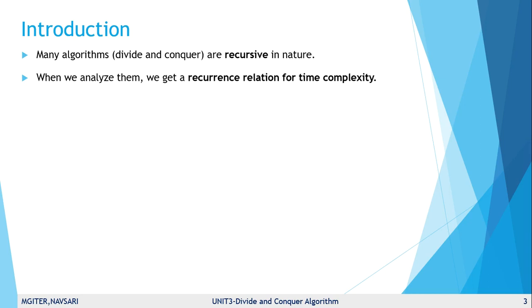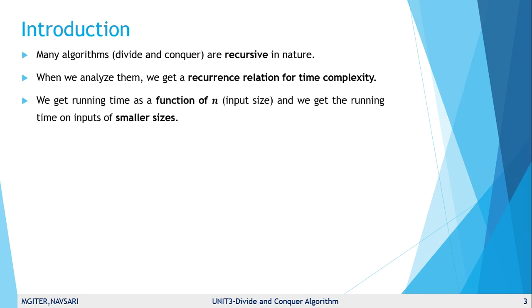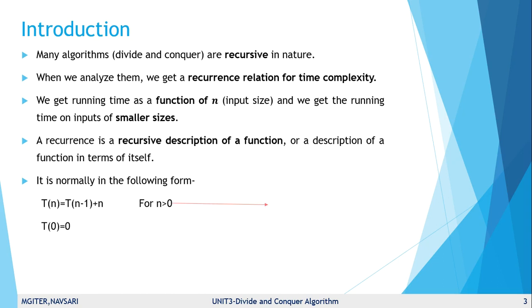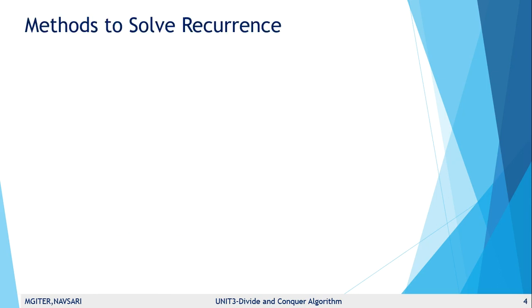When we analyze them we get the recurrence relation for the time complexity. We get the recurrence time as a function of n and get the running time on input of smaller size. A recurrence is a recursive description of a function, or a description of a function in terms of itself. A recurrence relation takes the following form. For example, T of n is equal to T of n minus 1 plus n for n greater than 0 is known as a recurrence relation, and it terminates at the particular initial condition T of 0 is equal to 0.